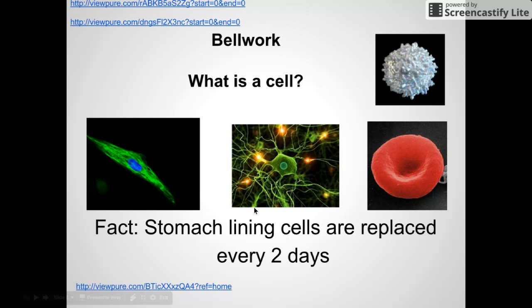Now, our fact for today is that stomach lining cells are replaced every 2 days. Think about why that would need to happen. What's going on in your stomach? If you thought about digestion and all the stomach acid that you have in your stomach that allows for the food that you eat to be broken down, then you are right. This is why these stomach cells have to be replaced so often. They can't survive in that very acidic environment for very long.